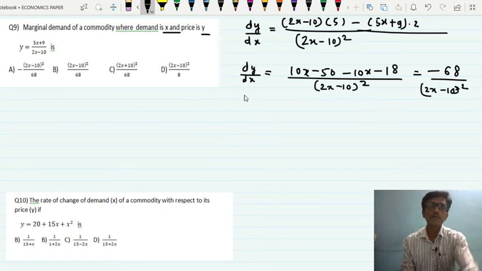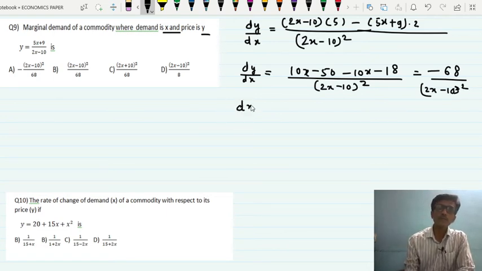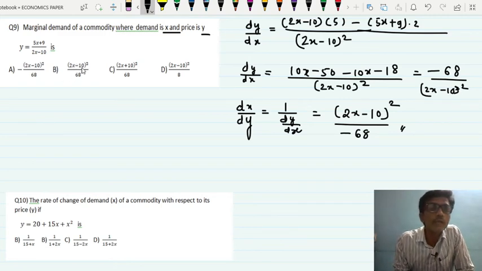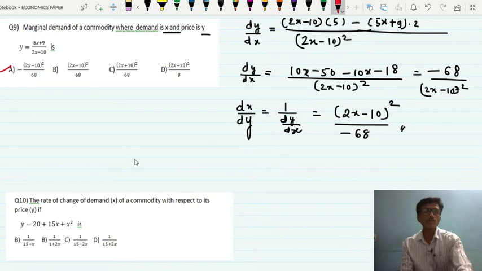Now we required dx by dy. We required here dx by dy, which is 1 upon dy by dx, and it is the reciprocal of this, that is (2x minus 10) whole square upon minus of 68. So the first option is there, which will match the answer.